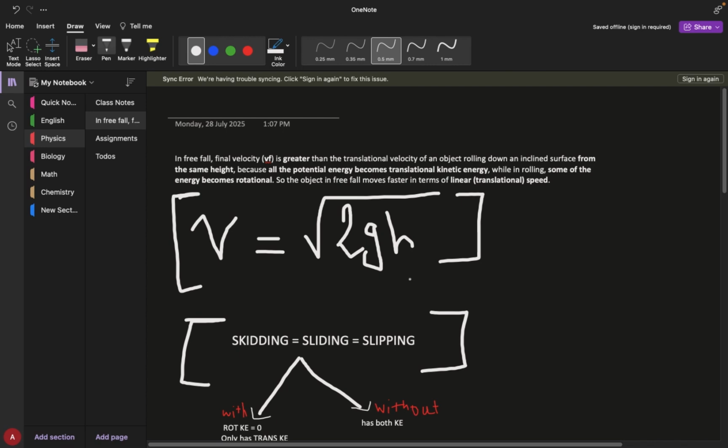So guys, I really don't know what to call this topic because it's everything, but I am going to be comparing translational speed. This is something that comes back in Rosario a lot. I'm going to compare translational speed when coming down an incline, but they do not rotate, they only slide, versus free fall. So let's see how that works.